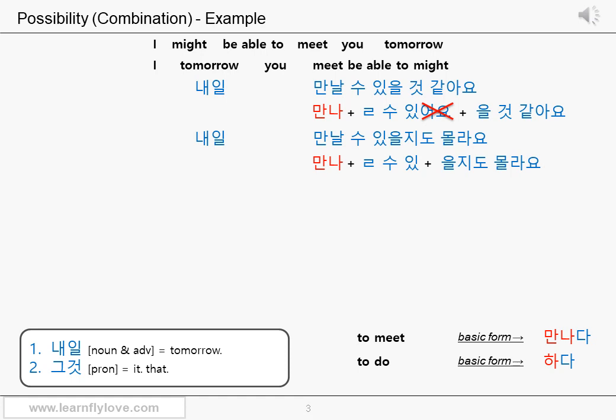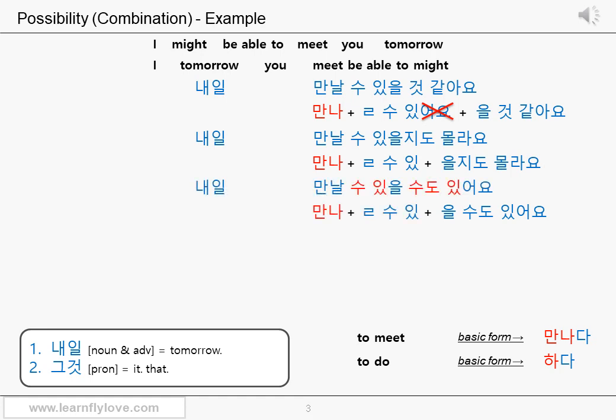Then you can use 을 수도 있어요 to mean the same as 을지도 몰라요. Right? 만날 수 있을 수도 있어요. 내일 만날 수 있을 수도 있어요. Which exactly means I might be able to meet you tomorrow or not.